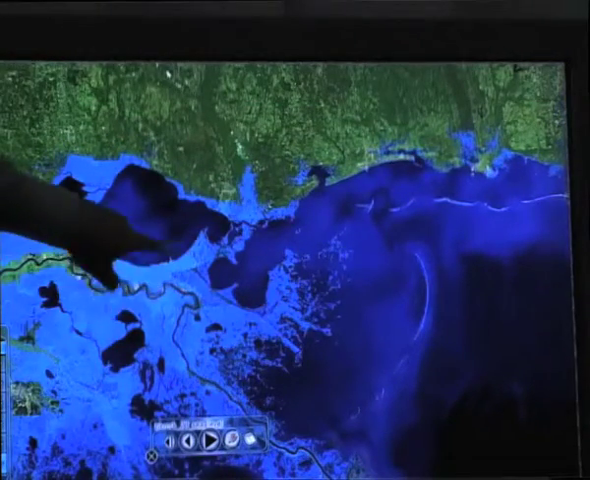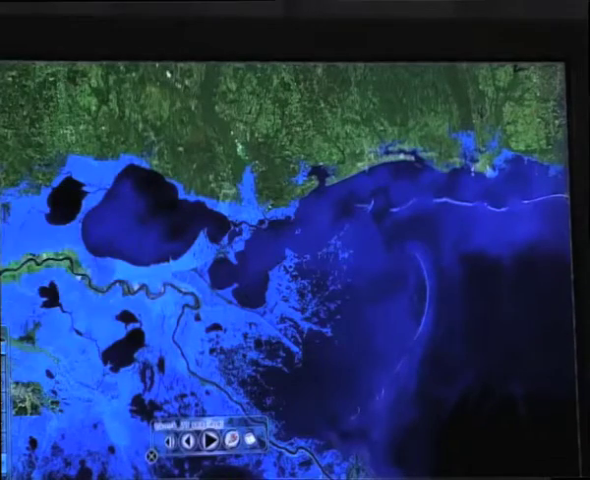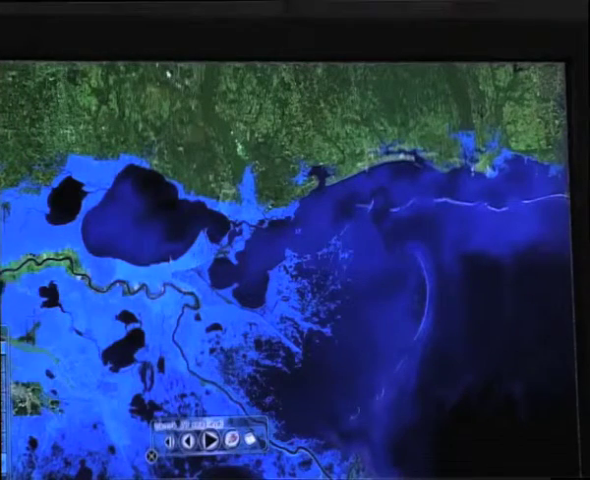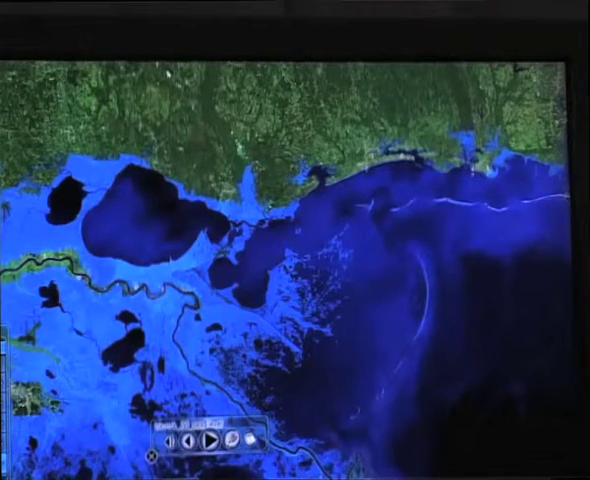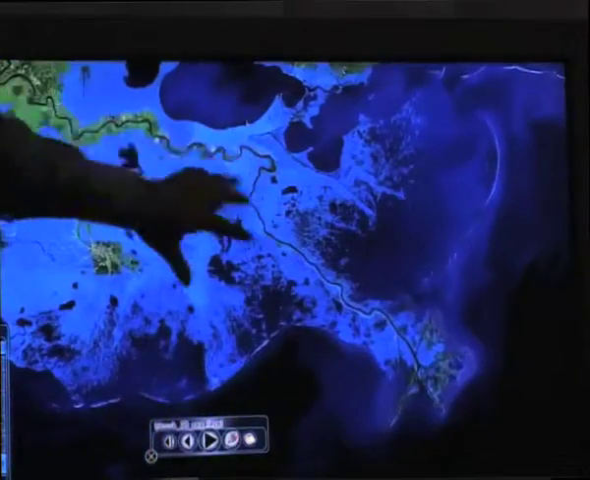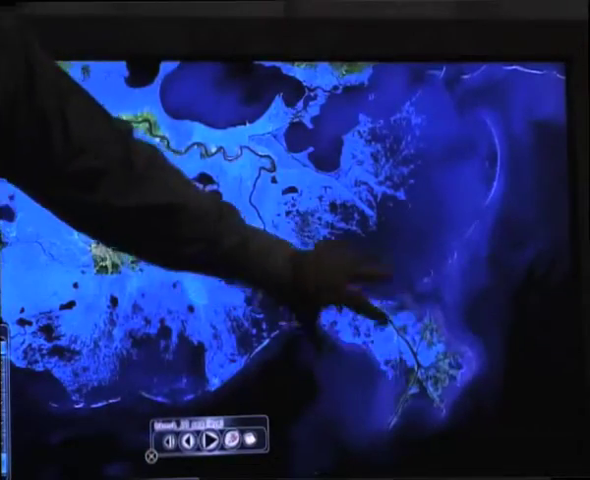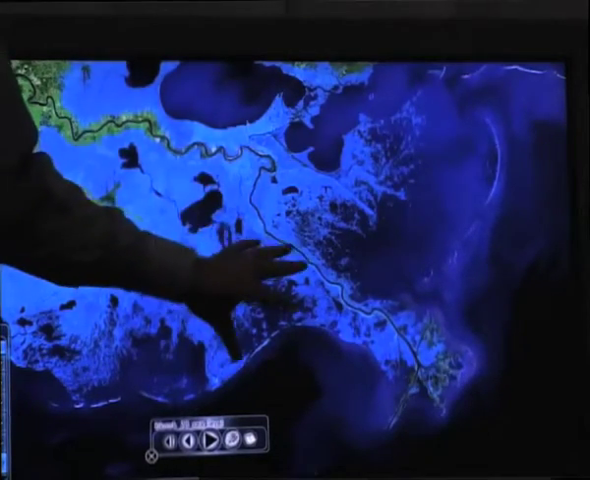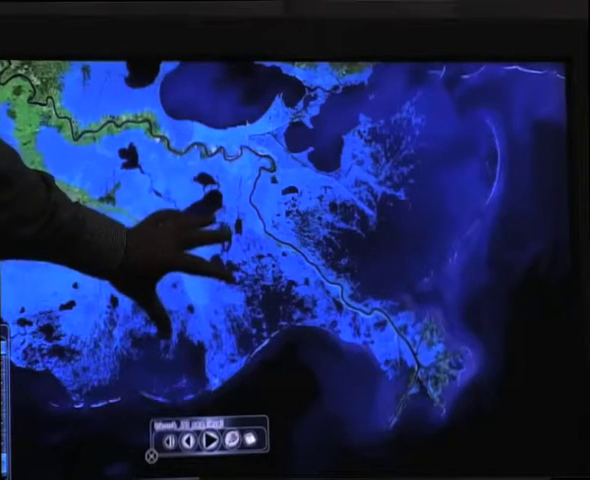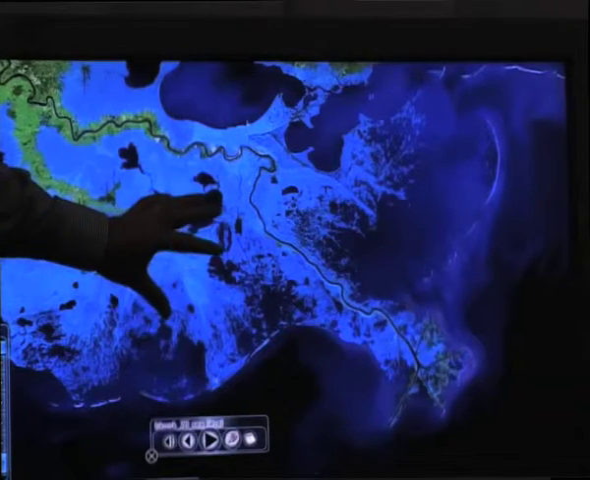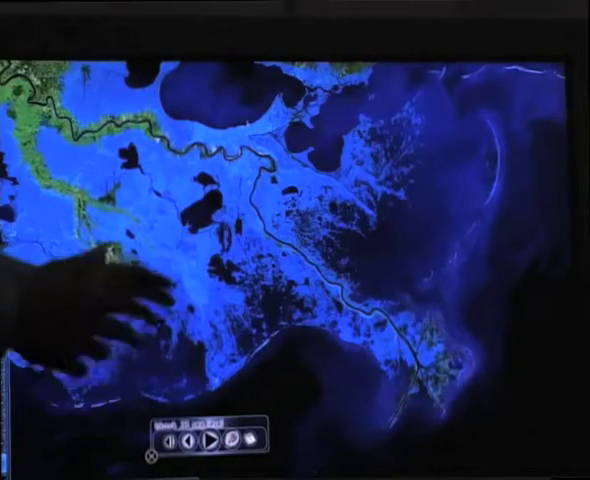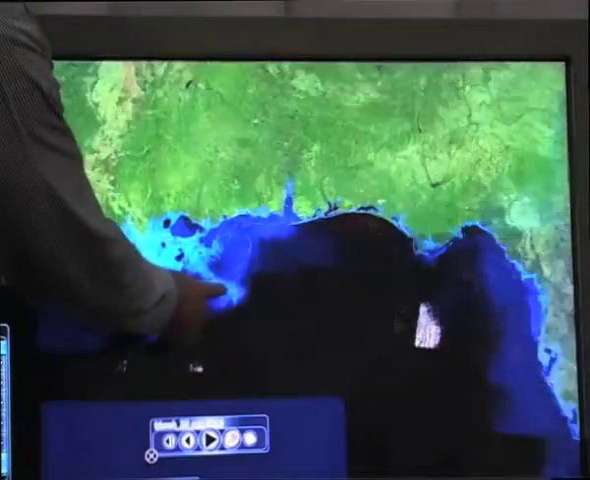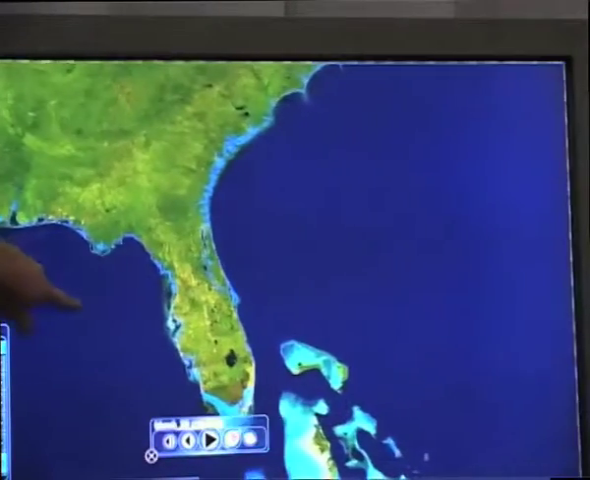This is New Orleans right here. New Orleans is already up to 11 feet below sea level, and it's continuing to sink each and every year. But this is what's critical. All of the delta is underwater. And as you know, deltas and wetlands are critical in protecting the coastline from floods and wave action when storms come in. So a 1 meter sea level rise is going to significantly impact the coastline.